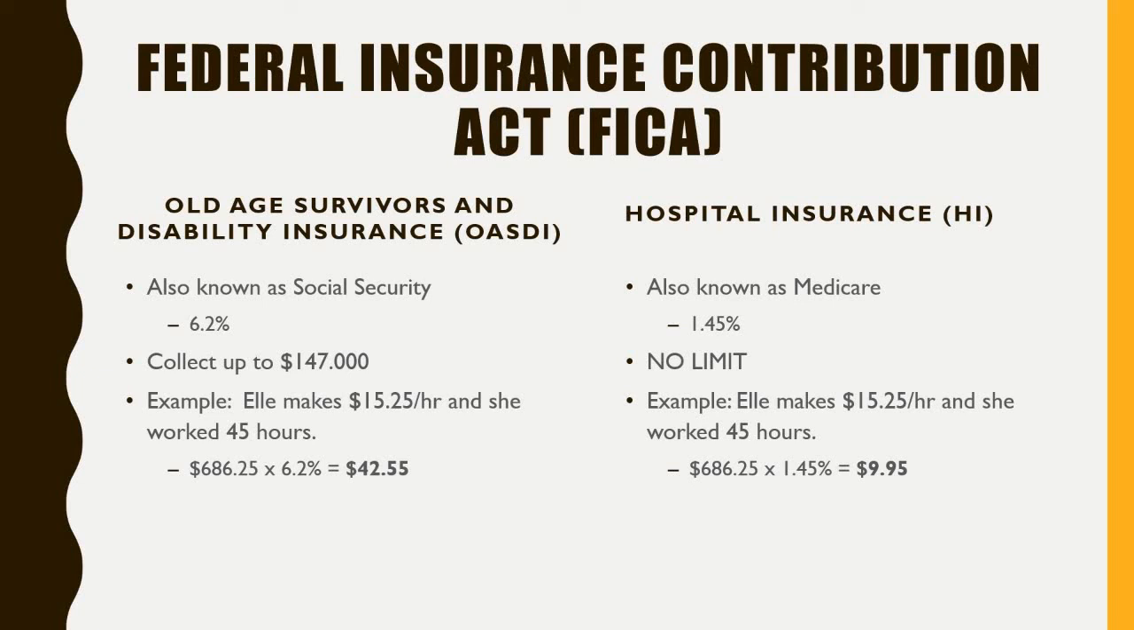Okay? Same thing here for your Medicare, except you calculated 1.45%, which in this case, right, $686.25 times that 1.45% is going to be $9.95. Okay? So this is the Federal Insurance Contribution Act. This is your Social Security and Medicare. And these are the two percentages.